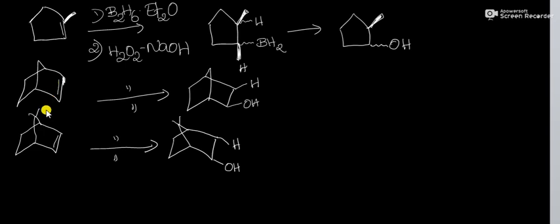Then another example is here. Here the steric hindrance area is this portion. So when we perform this reaction, it will be converted into exo alcohol. And here the steric hindrance area is this portion. So when we perform this reaction, it will be converted into endo alcohol.